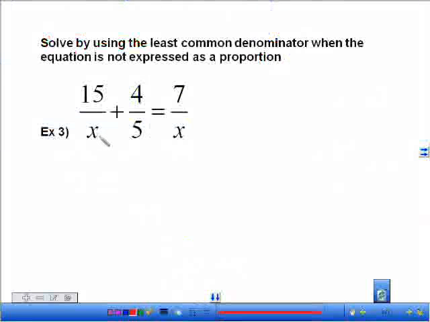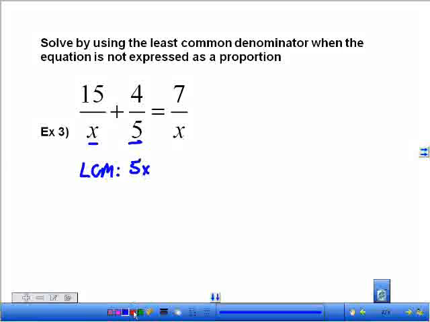Well, now we've got something that looks different. We have different denominators. So we're going to do what we did in the previous chapter. We're going to find the LCM, the least common multiple, and solve this. So our LCM is one of each kind of factor. We need the 5 and we need the x. That's our LCM, 5x. We don't need another x. We only need one of them.